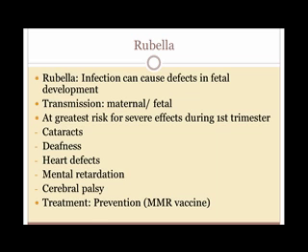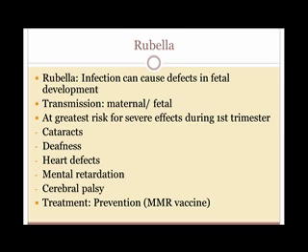Infection with rubella in the non-pregnant state is generally not terribly concerning or life-threatening. However, infection during pregnancy can cause terrible defects in fetal development. When do you think this is most concerning? Again, the greatest risk for severe effects is from exposure to rubella during the first trimester. Generally, the transmission is maternal-fetal, so the mother is exposed to rubella, has rubella, and it's transmitted to the fetus.